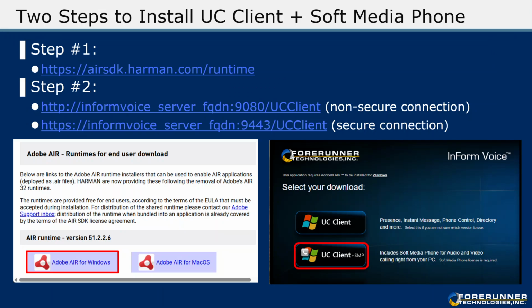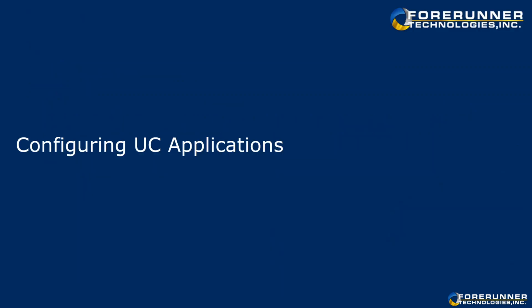In order to install the UC client plus soft media phone, first we need to install a runtime, which is the Adobe Air, that's distributed by a company called Harman. And then we will browse to our Inform Voice server to download the installer for the UC client plus soft media phone, as we call it, SMP. This screen shows you the links to do the operation I just mentioned. So let's do it.